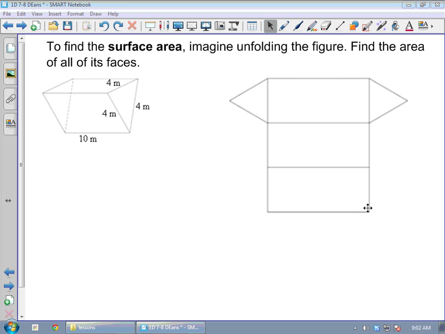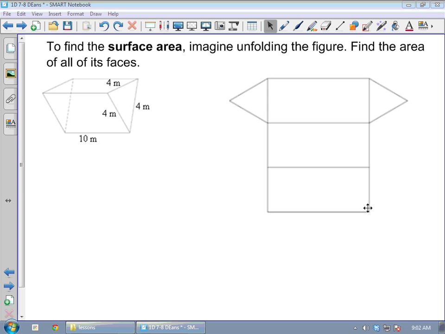So in the last question, we looked at finding the volume of a triangular prism. In this question, we want to find the surface area. The surface area of a three-dimensional shape, like a prism, is the combined area of all of the sides around on the outside.